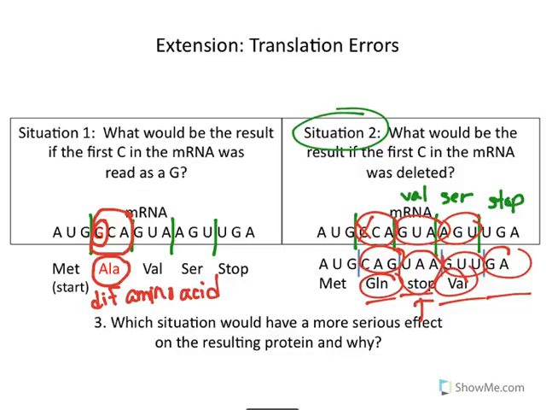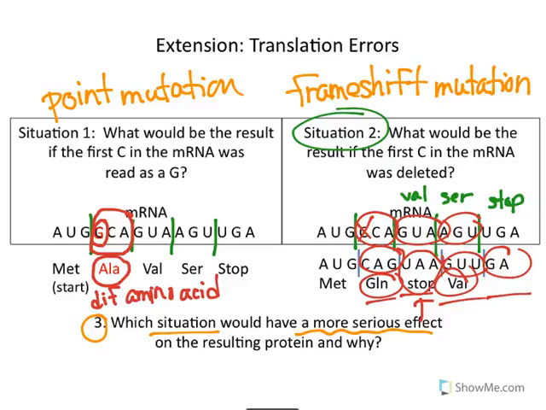So let's take a look at question 3. It says, which of these two situations do you think would have a more serious effect on the resulting protein and why? Take a couple seconds with your partner and see if you can figure that out. Okay, you ready for the answer? I would definitely say situation number 2.